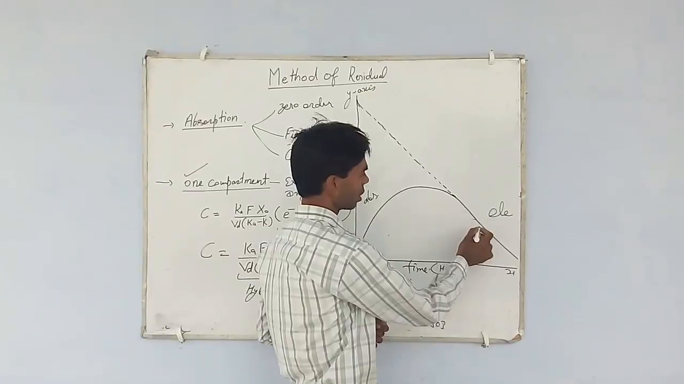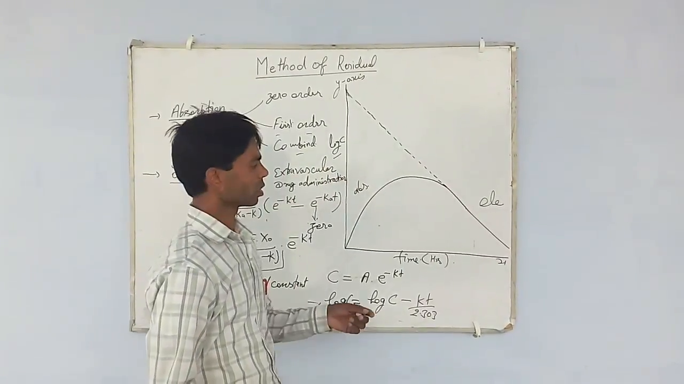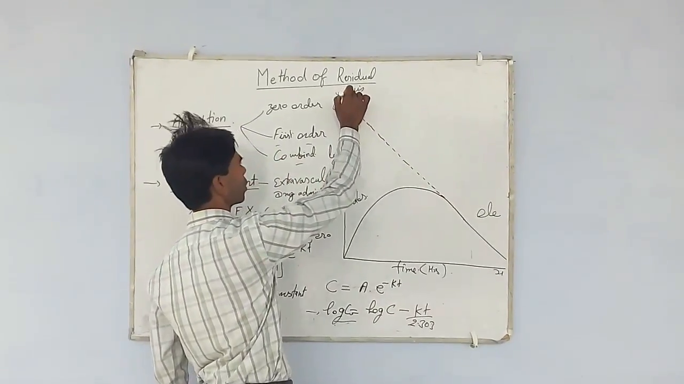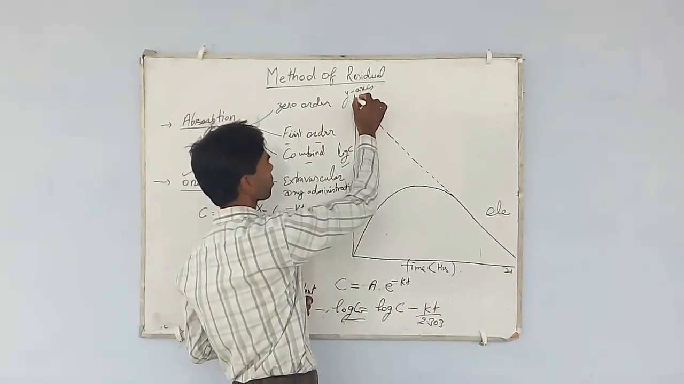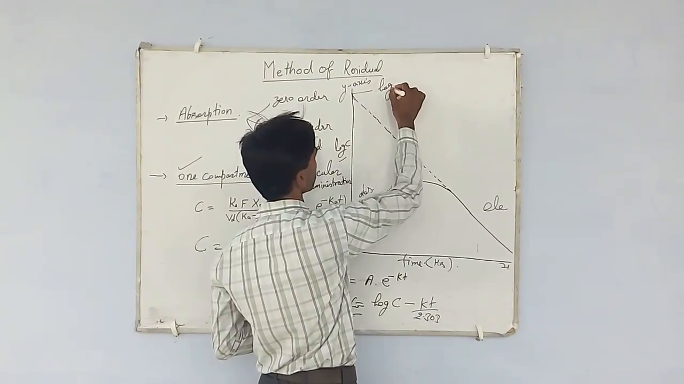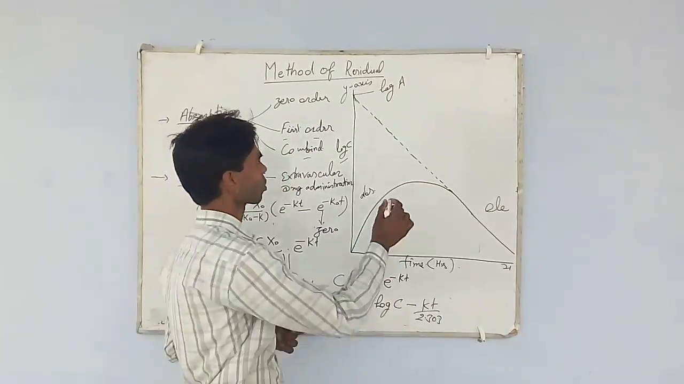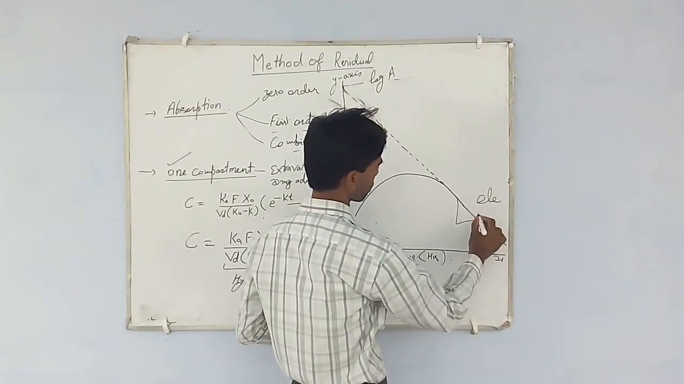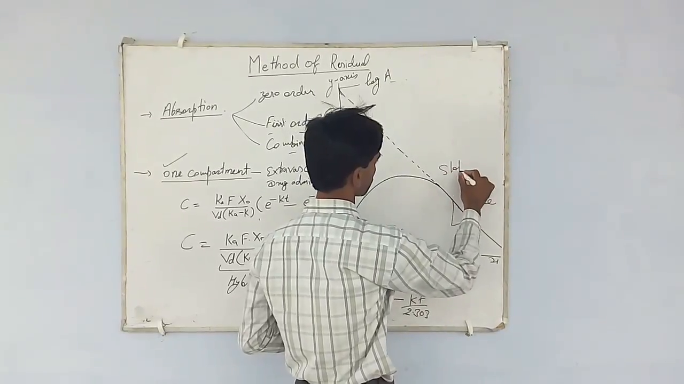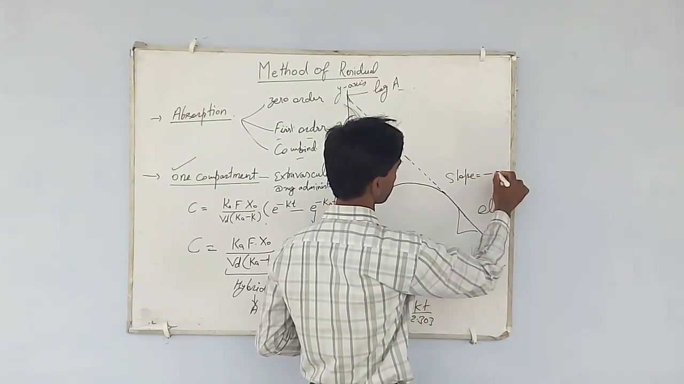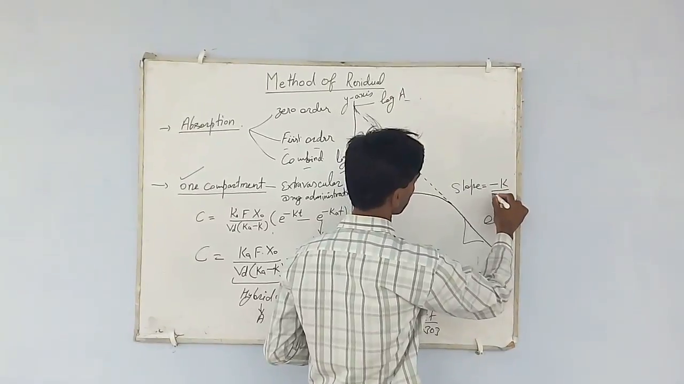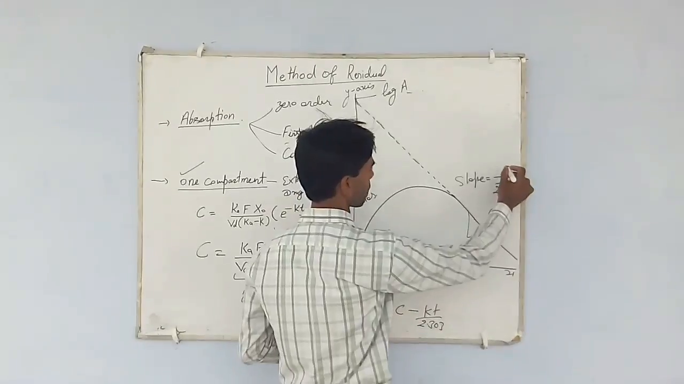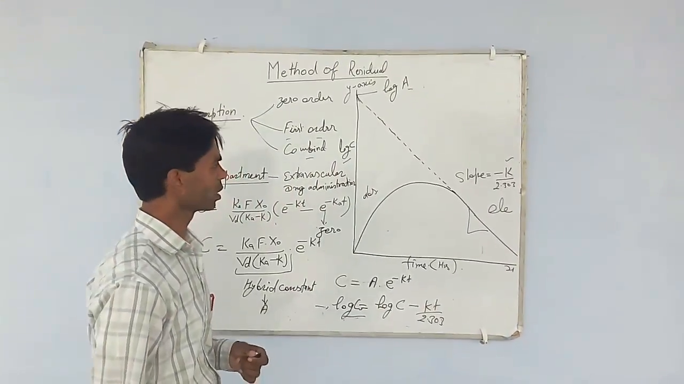From the elimination phase, we draw a straight line. The straight line is back extrapolated to intercept the y-axis. The intercept is represented by log A, which is also known as the hybrid constant. From this elimination phase, we determine the slope, which is equal to minus K divided by 2.303. From this slope, we can determine the elimination rate constant.